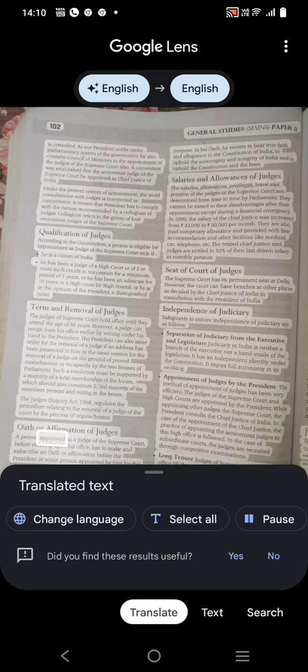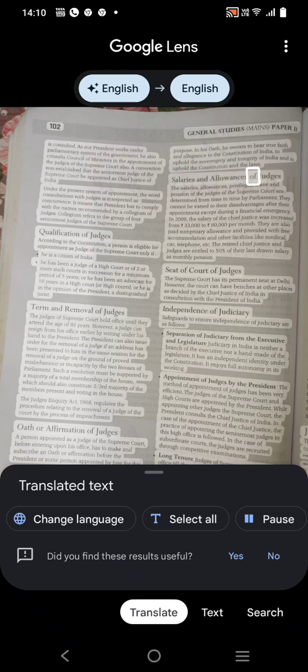Oath or affirmation of judges. A person appointed as a judge of the Supreme Court, before entering upon his office, has to make and subscribe an oath or affirmation before the President or some person appointed by him for this purpose. In his oath, he swears to bear true faith and allegiance to the Constitution of India, to uphold the sovereignty and integrity of India and to uphold the Constitution and the laws.